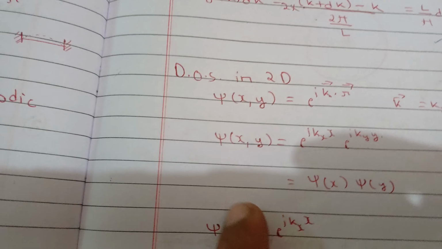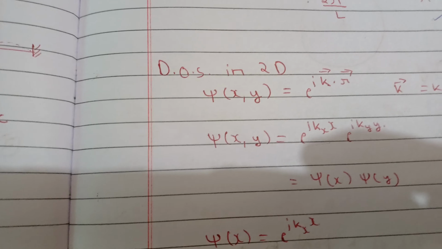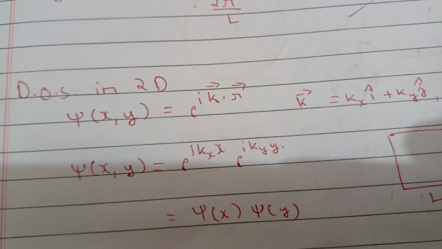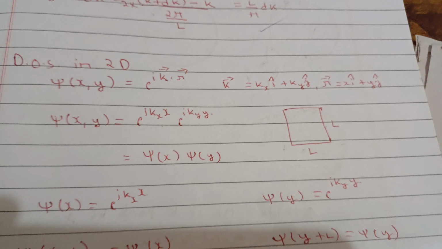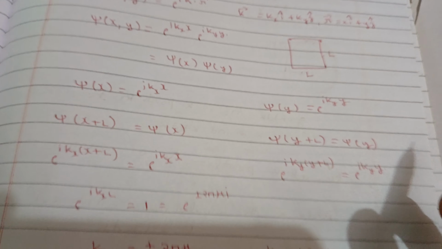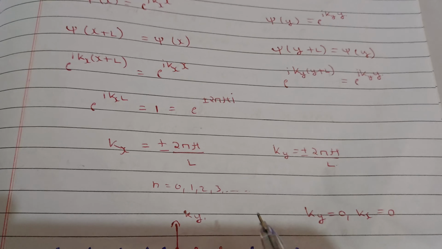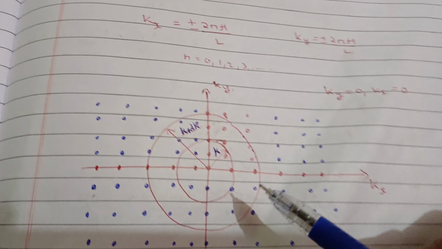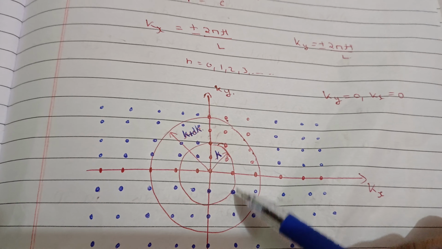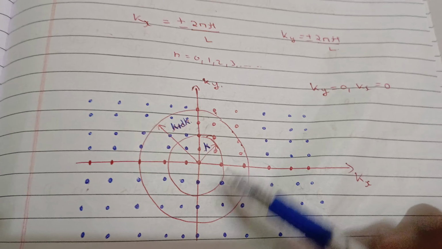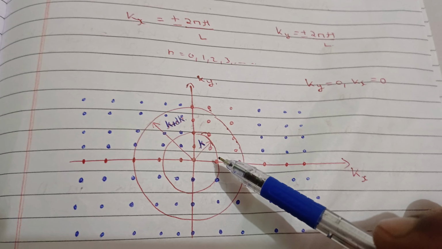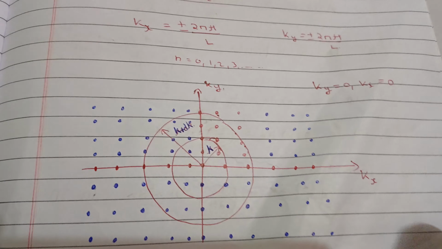Just like here we used psi of x, y, now we will use psi of x, y, z, and we get e to the power i kx x, i ky y, and i kz z. When we solve them separately, we get the same expression for all three: 2n pi by L. And what does this length give us? This gives us the difference between k values of each mode, so it remains the same in the 3D case also. The difference will again be 2 pi by L, so we get cubes of side 2 pi by L.